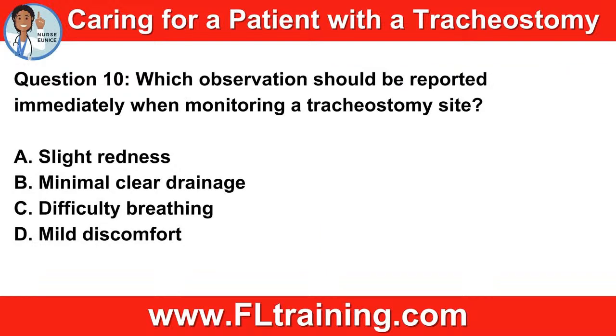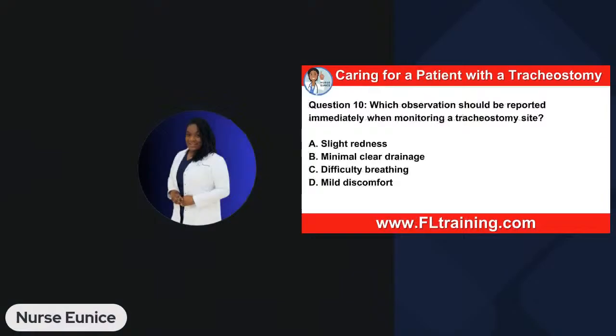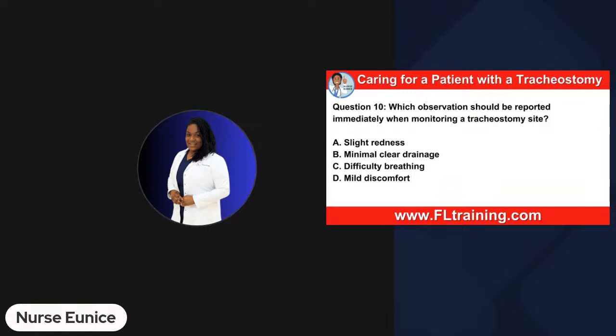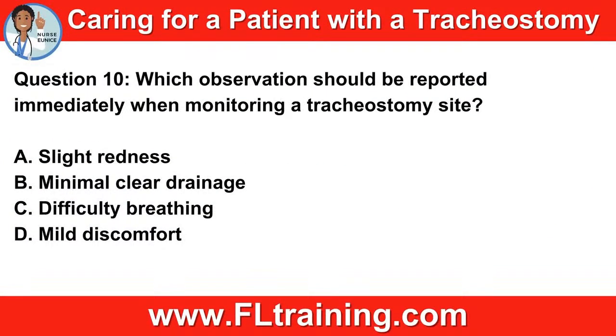Question number 10. Which observation should be reported immediately when monitoring a tracheostomy site? Is it A, slight redness, B, minimum clear drainage, C, difficulty breathing, or D, mild discomfort? Revealing the correct response in 3, 2, and you all have it.